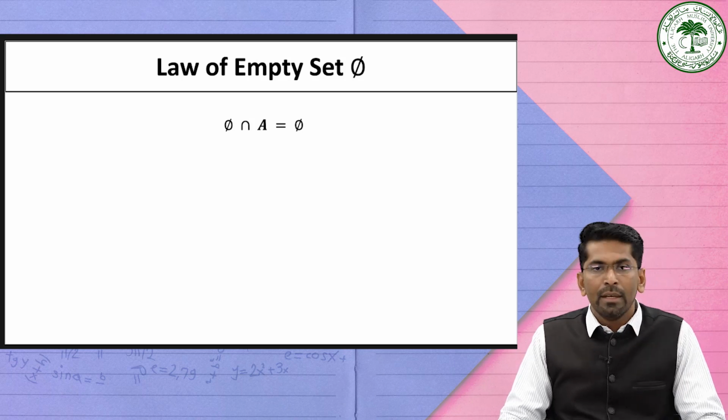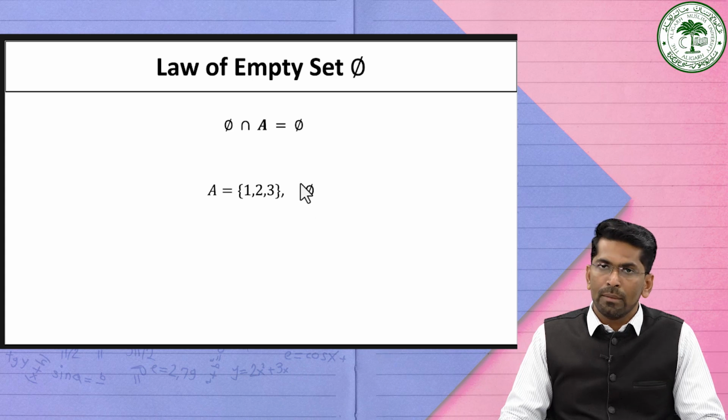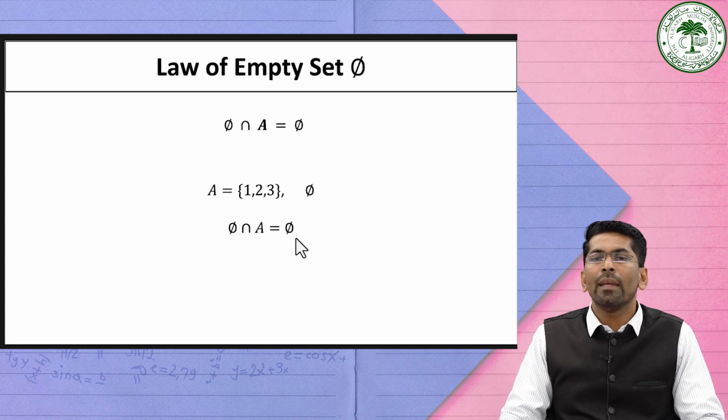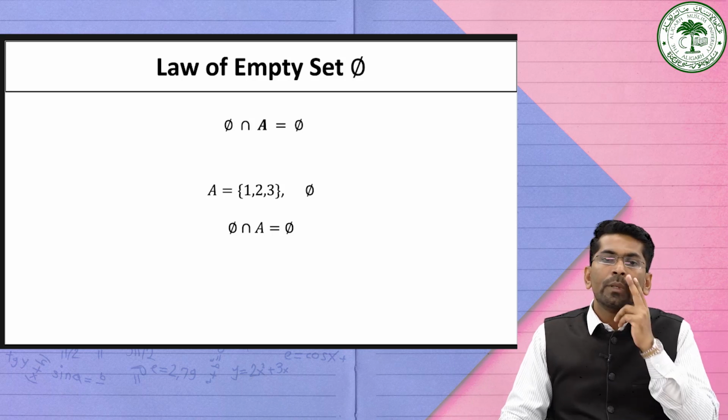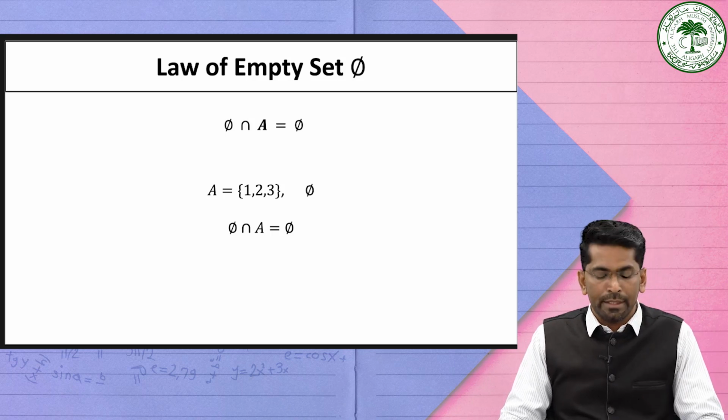For example, set A is equal to {1, 2, 3} and we have the null set, that is the empty set, phi. So if you take phi intersection A, it is phi, because there are no common elements between the empty set and any other set. So this is the law of the empty set.